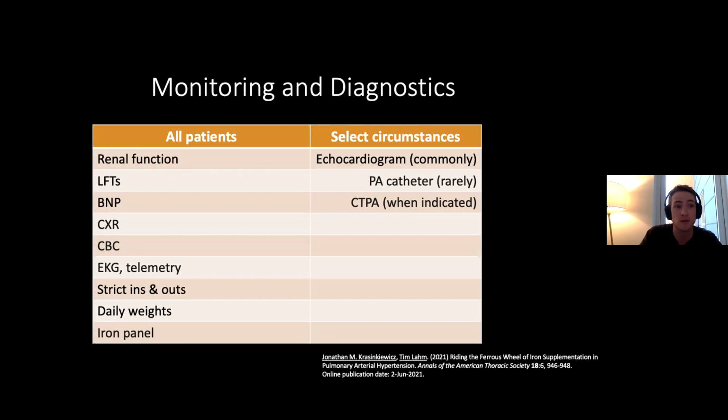LFTs can be helpful in evaluating for hepatic congestion. And additionally, some pulmonary arterial hypertension medications like bosentan can have liver toxicities, and that's a helpful way to evaluate that as well. BNP is interesting and can be compared to previous BNPs to identify volume status. The half-life of BNP is 23 minutes, while the NT-proBNP fragment has a half-life of 60 to 120 minutes.